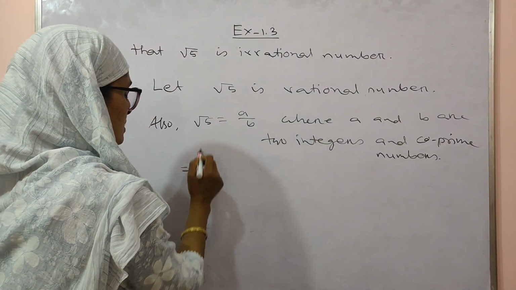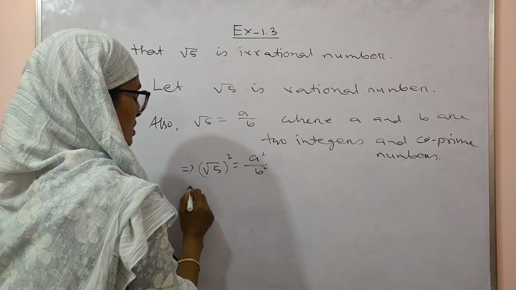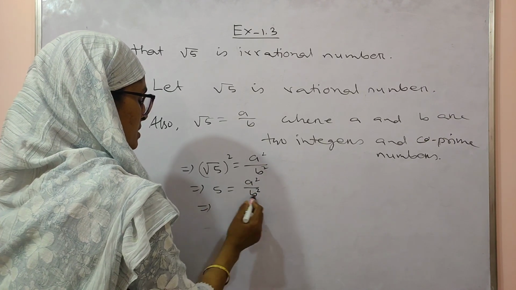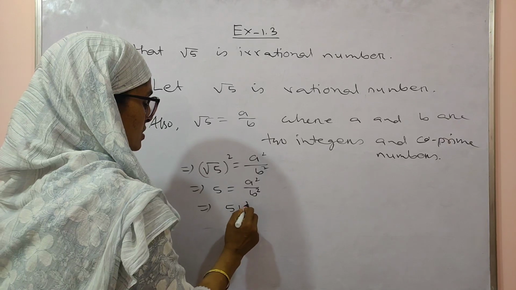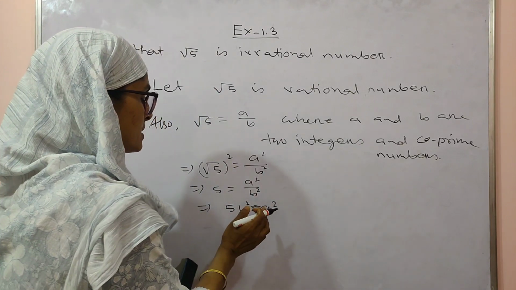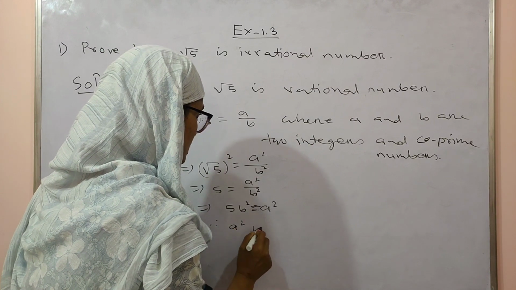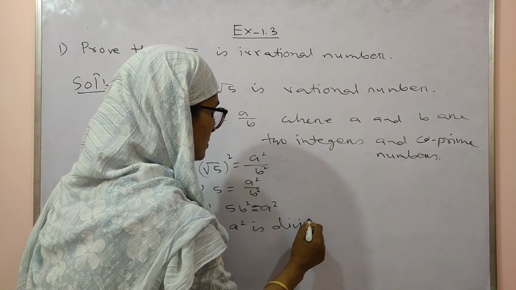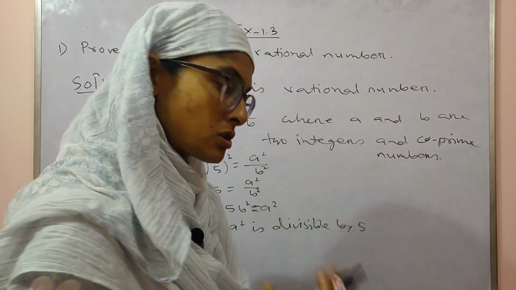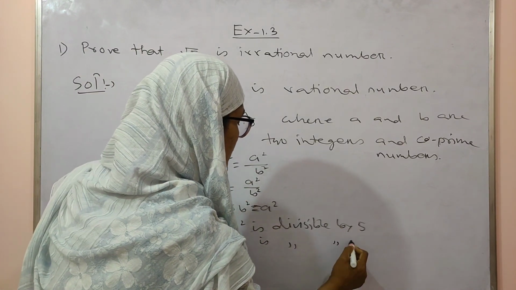Squaring both sides, root 5 squared equals a square by b square. Or you can write 5 equals a square by b square. Or 5b square equals a square. That means a square is divisible by 5. Therefore, a square is divisible by 5. If a square is divisible by 5, then a is also divisible by 5.